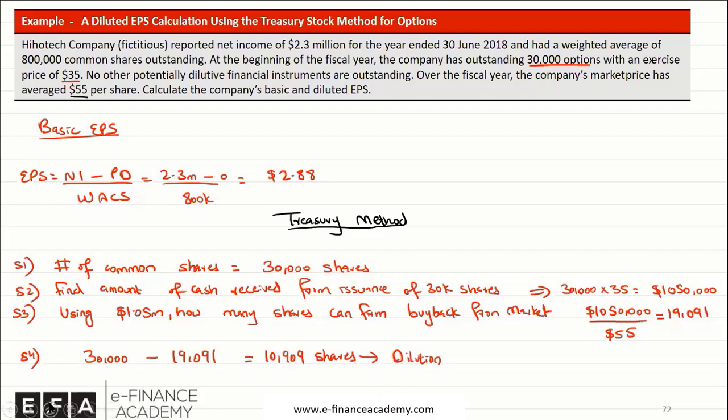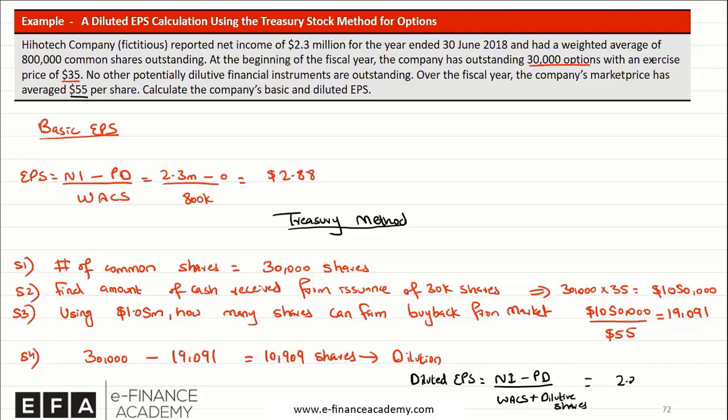And what is the last step then? How do we find the dilutive EPS? We would say net income minus your preferred dividend divided by the old weighted average common shares plus dilutive shares. So you're just adding, and the dilutive shares are 10,909. So all you're doing is adding dilutive shares to the denominator, and here's what it will be.